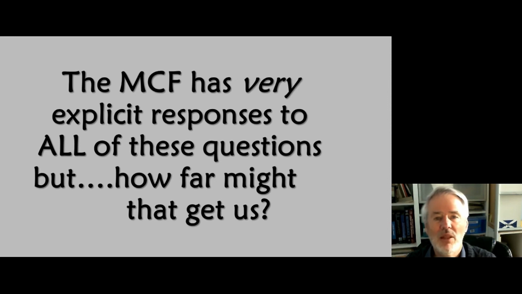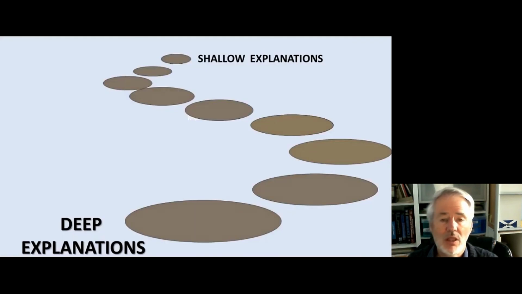But before you think I'm getting megalomaniac, I'm going to not impress you with being particularly foolish and arrogant. I'm not saying that the Modular Cognition Framework has responses that are explicit and all-encompassing. So how far might it get us? Well, if we conceive of a path between shallow explanations and deep explanations as a series of stepping stones, after all, it's not a dichotomy. Explanations aren't either shallow or deep. They are relatively shallow or relatively deep. Where does that get us?